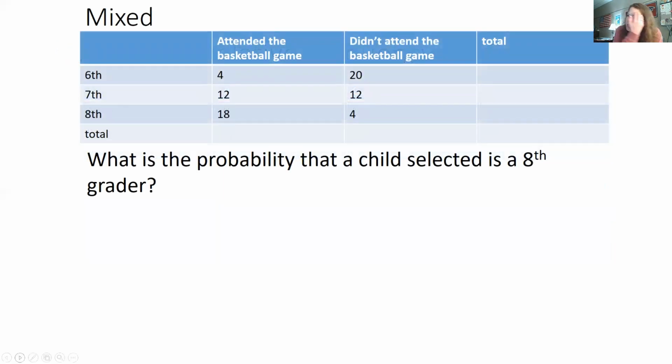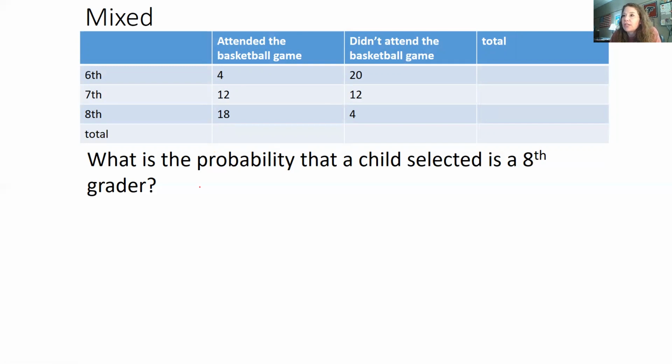All right, now these questions are all kind of mixed up, the conditional, joint, and marginal, so you have to read them carefully. What is the probability that a child selected is an 8th grader? Well, all of these represent students, right?